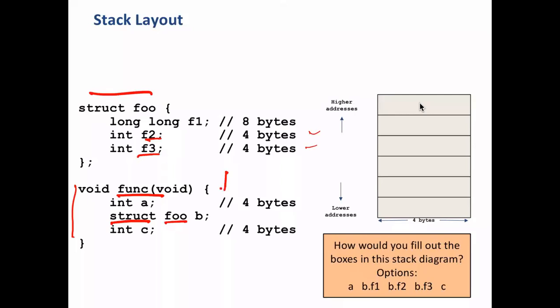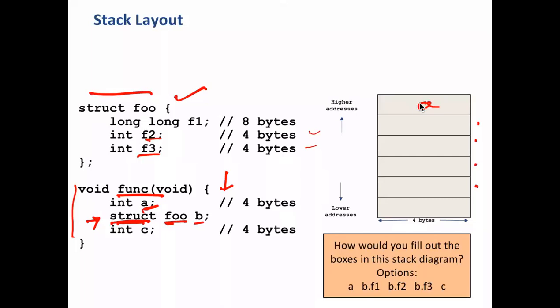Execution starts from here. First is int a. Where will int a go? a will go here. Now the second instruction will come into play: struct foo b. How much space do we need? We need 8 bytes for f1, then 4 bytes, 4 bytes, so in total for foo we need 16 bytes, right? So these will be required.